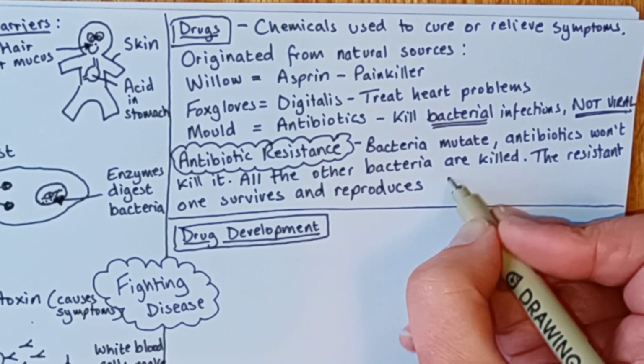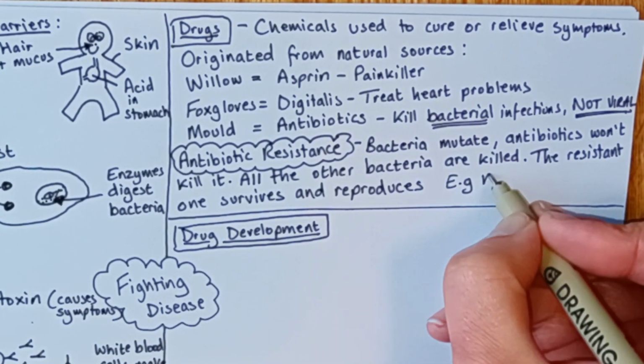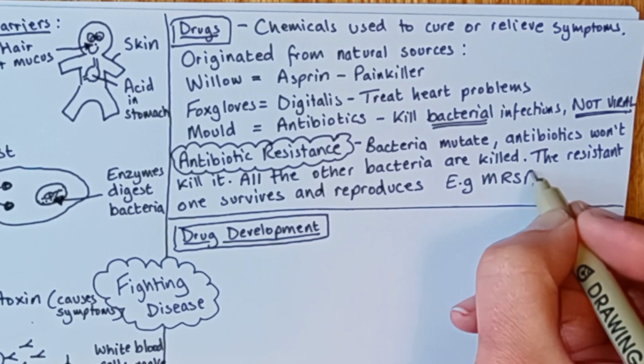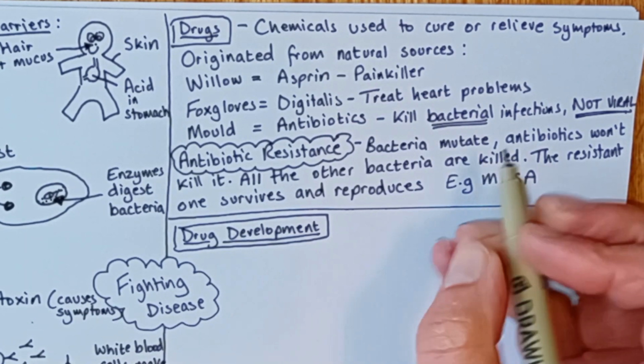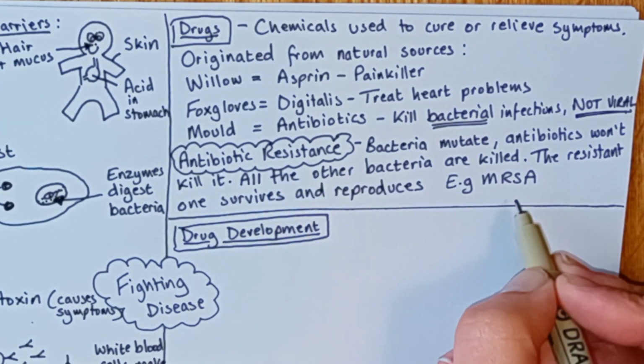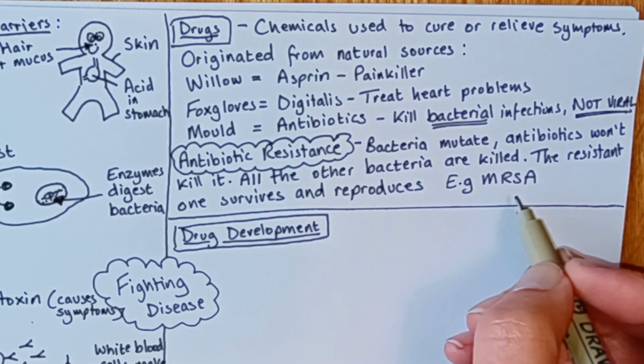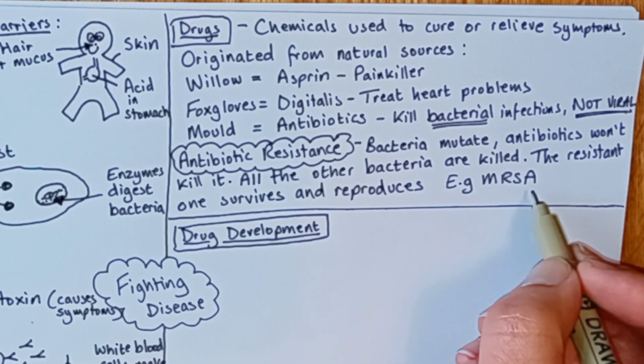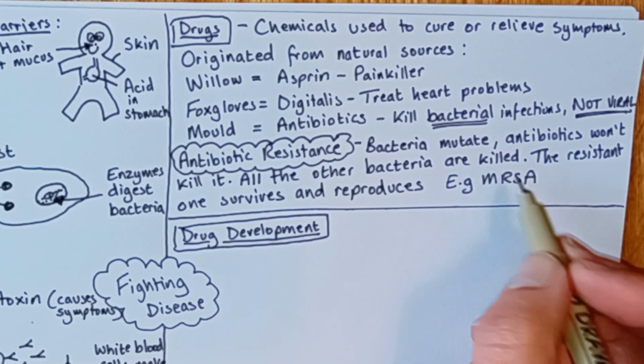So MRSA is a type of bacteria that has mutated. Antibiotics have stopped working, so it's antibiotic resistant. And it's now called a superbug. It can survive where others are killed.